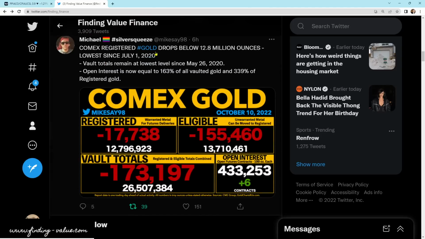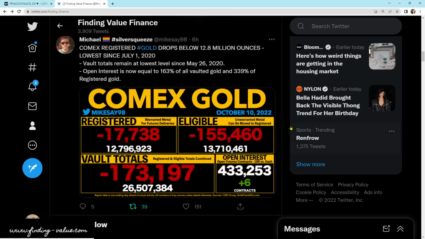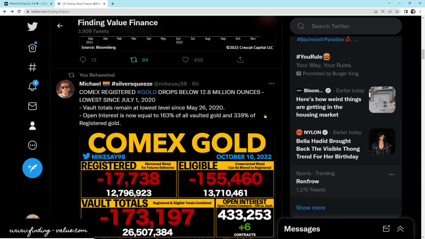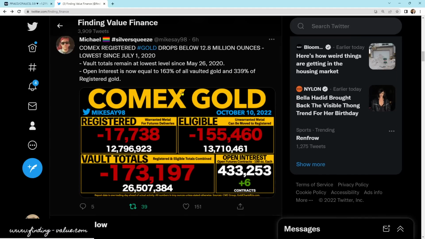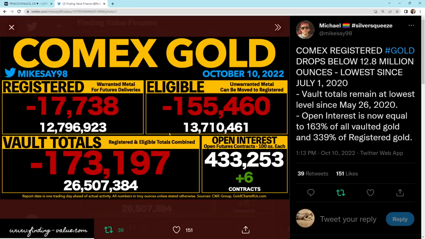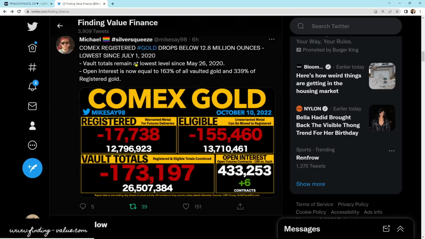Looking at the COMEX registered gold. Gold drops below 12.8 million ounces, lowest since July 1st, 2020. The vault totals remain at lowest level since May 26, 2020. Wait, we're eating through all our inventories, but the prices continue to go down. Are they being manipulated? I don't know. I don't really care. I'm going to buy the physical. Get me out of the system. These guys can have their bonds and their crashing currencies.